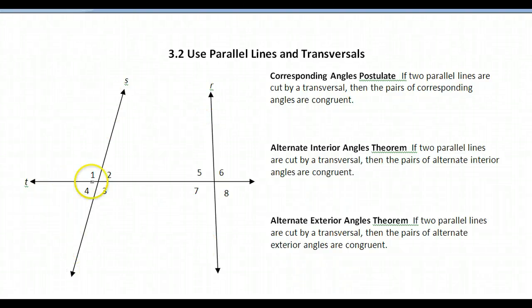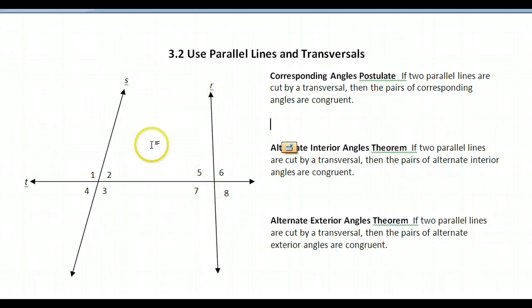When two lines are cut by a transversal, 8 angles are created. And there's different kinds of angles amongst those angles, like 1 and 5 are corresponding angles, and 1 and 8 are alternate exterior angles, and 2 and 7 are alternate interior angles, and 2 and 5 are consecutive interior angles.